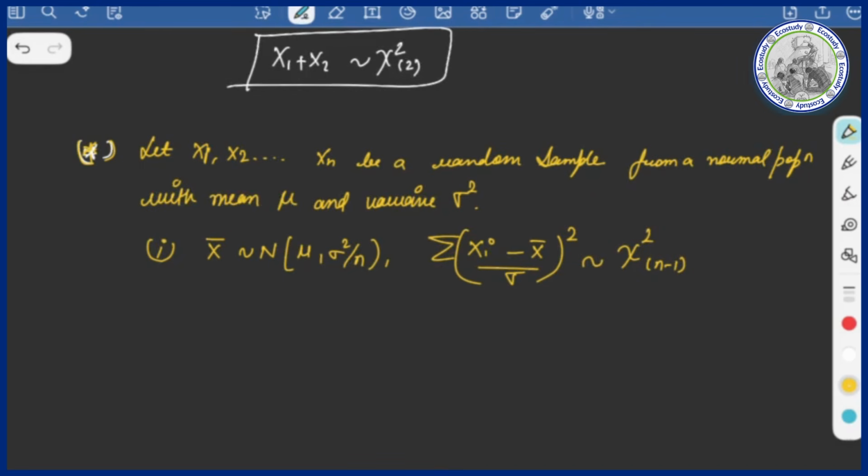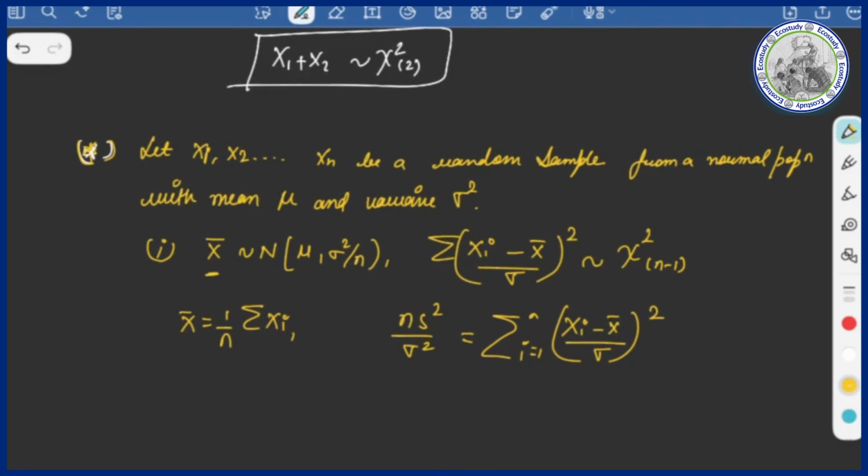Why? Because it is not the x, it is the x bar that we are using here, that is why it will follow n minus 1 degrees of freedom. And if x bar is equal to 1 upon n sigma xi, then n square upon sigma square equals sigma of (xi minus x bar) upon sigma square. How it becomes that, we will see again, and it will follow another chi-square with n minus 1 degrees of freedom.